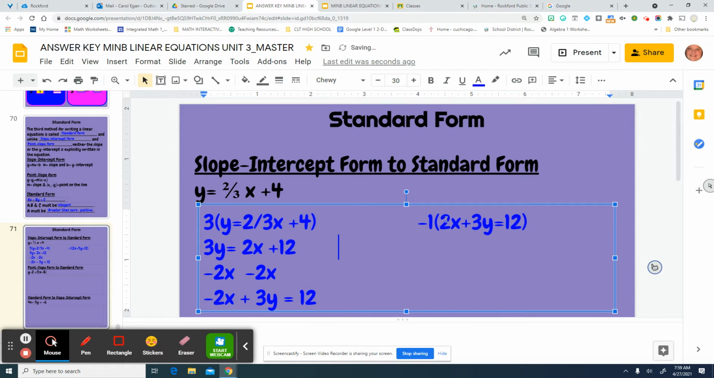Actually, I forgot that was still negative 2x. That's why I'm multiplying by negative 1. And we should know when we multiply by a negative, 2 negatives make a positive. We're left with 2x minus 3y equals negative 12.